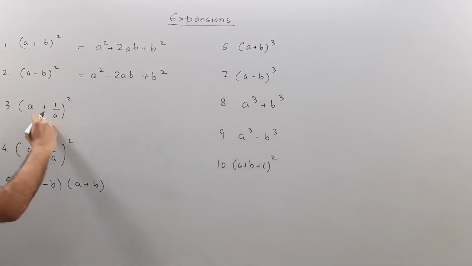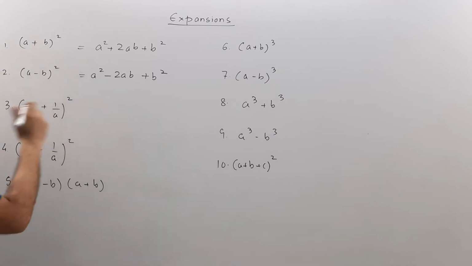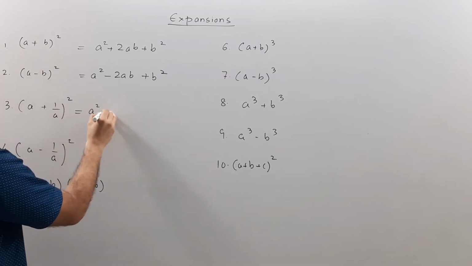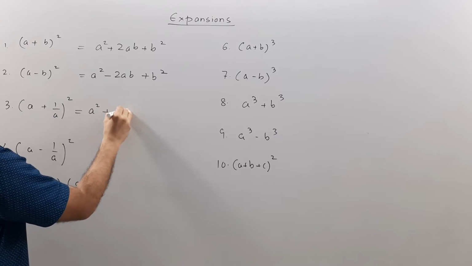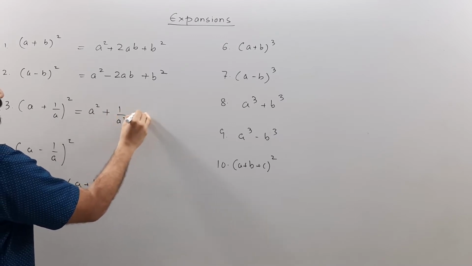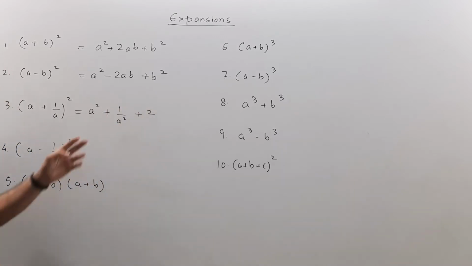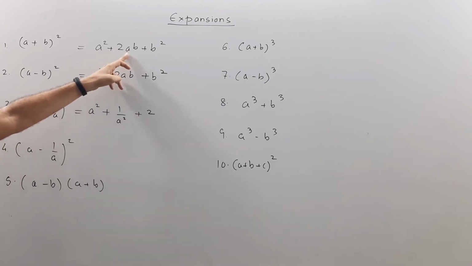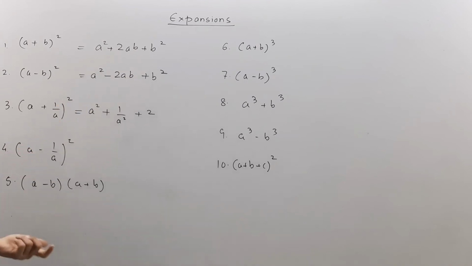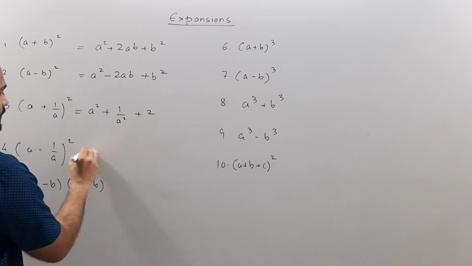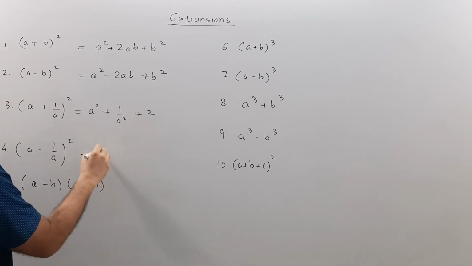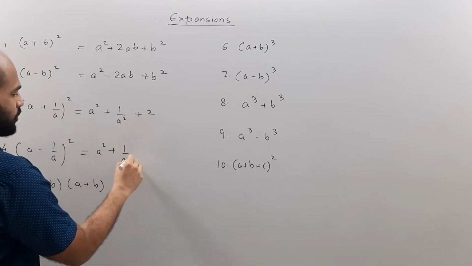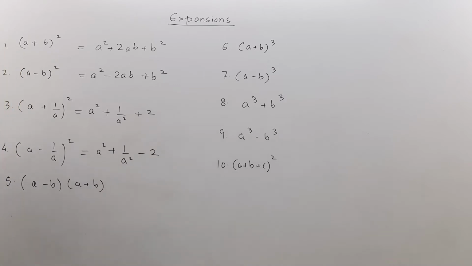This one is based on that concept. What do you do here? It is (a + 1/a)² = a² + 1/a² + 2. If you apply this expansion, a and 1/a cancel out and we just get 2 here. Now if I write the middle term for the minus case, it will be minus of the first one, and the other two terms remain the same.